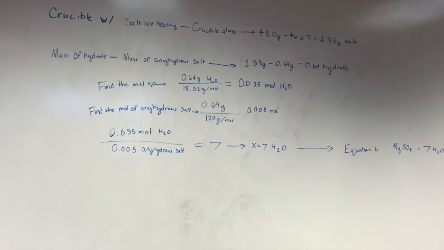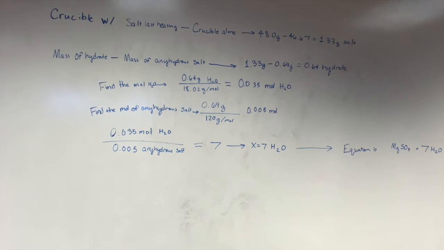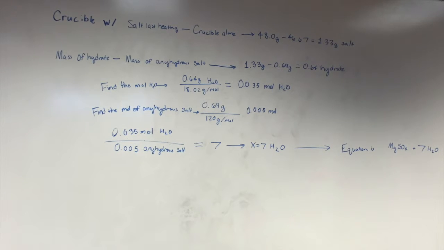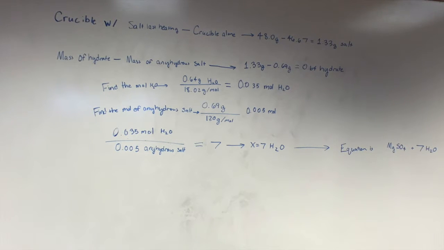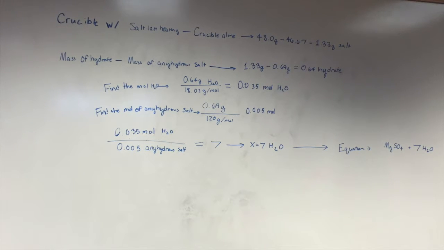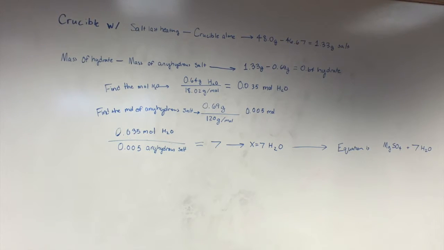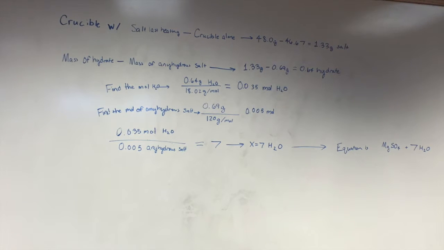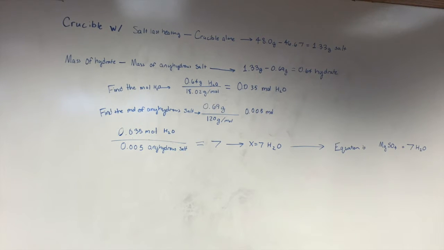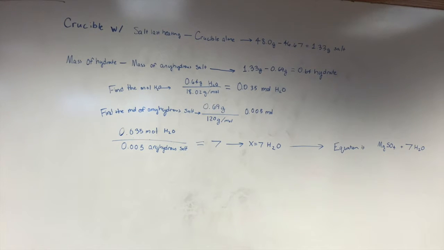Next, to find the moles of water in our equation, we take the mass of water over the molar mass of water to get 0.035 moles of water. Next, we find the moles of anhydrous salt. We take the mass of the anhydrous salt, 0.69, over the molar mass of anhydrous salt, which is 120 grams, and we got 0.005 moles of anhydrous salt.